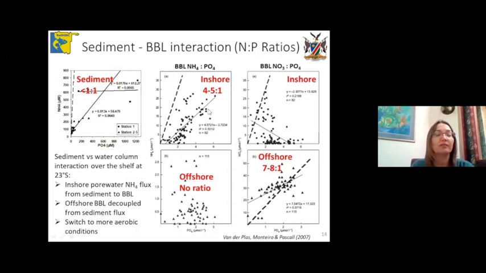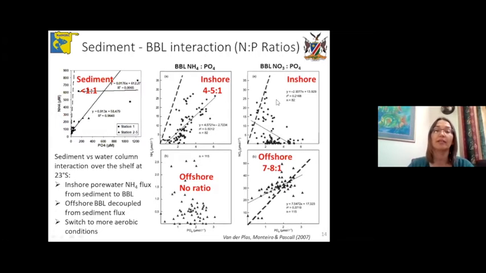So this informs us that at the inshore stations, you have an influence of the pore water ammonium flux from sediments to the benthic boundary layer here. Whereas if you look at the offshore graph here at the bottom, you see that there's no real relationship, and offshore the benthic boundary layer is decoupled from the sediment flux.